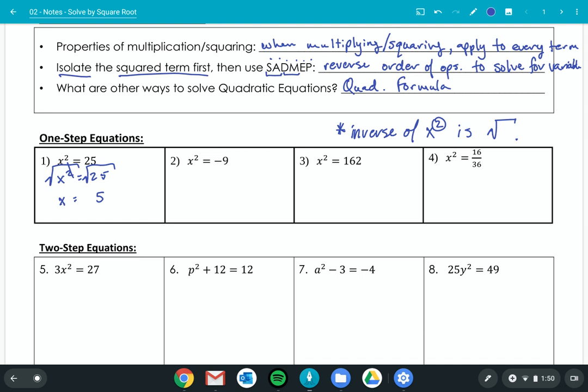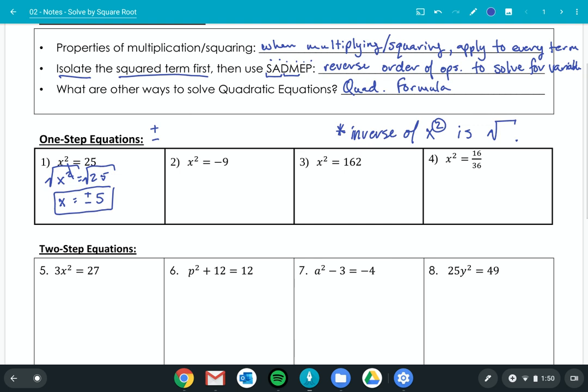To represent this, I write this little sign called a positive and negative. It's just a shorthand way to represent that solution. Keeping in mind positive and negative, what this means is it represents both positive and negative solutions.